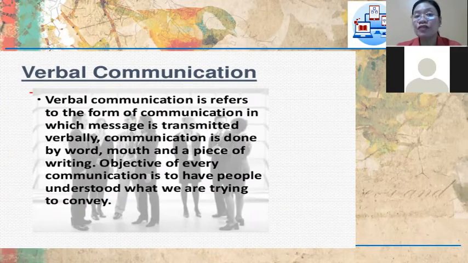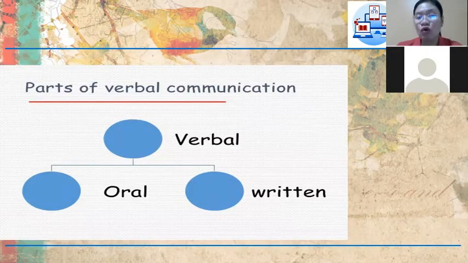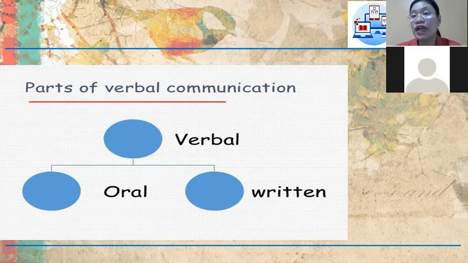Verbal communication refers to the form of communication in which the message is transmitted verbally. Communication here is done by word of mouth and a piece of writing. The objective of every communication is to have people understand what we are trying to convey. So, in other words, verbal communication can be oral or written, making use of words or language.